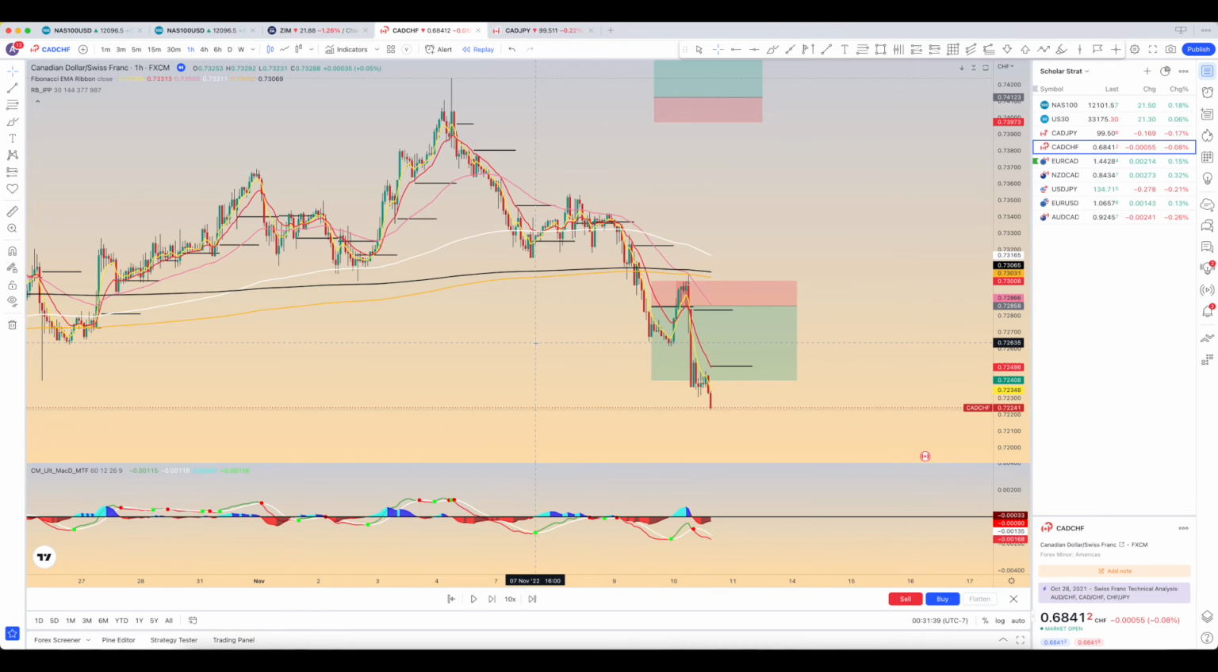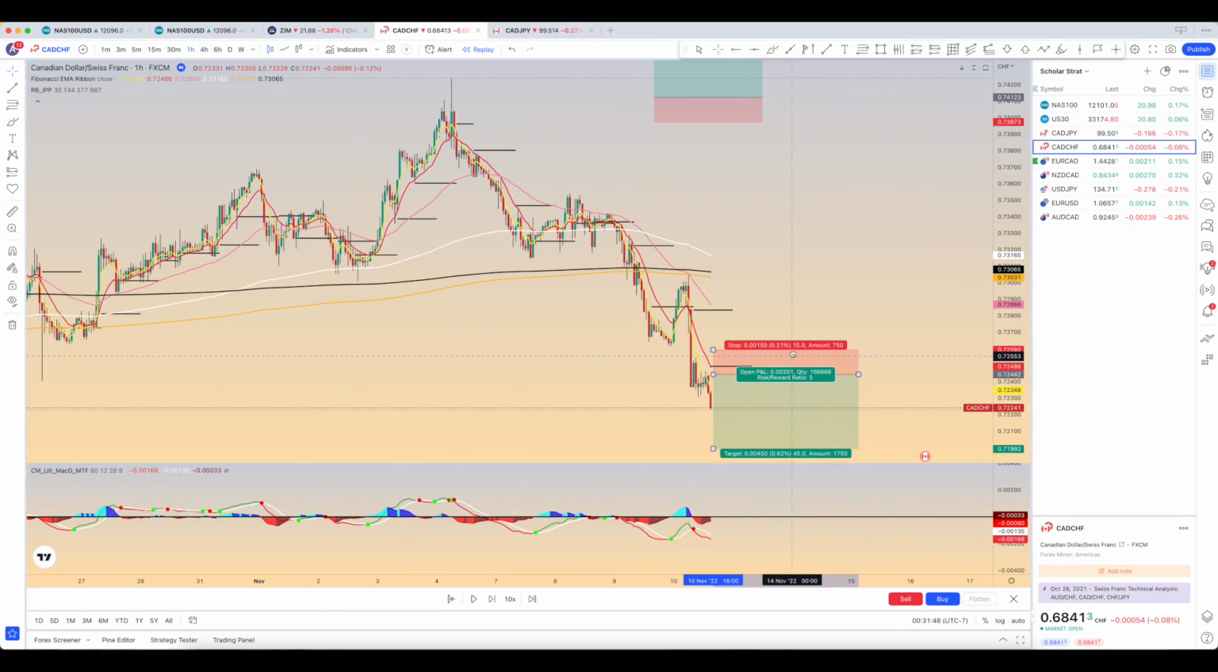If you're in the trade, let it play out. And if you want to take the risk, take the risk. That's completely up to you. I'm not the one to stop you. I'm just trying to give you the guidelines here.